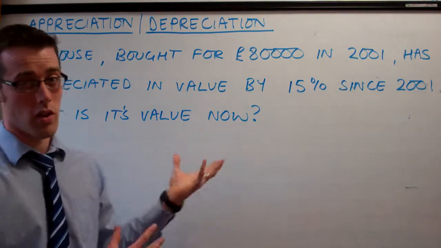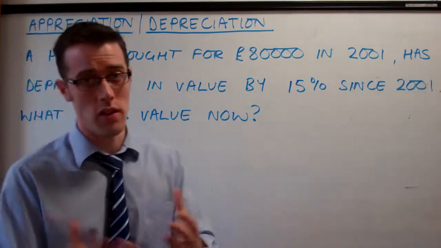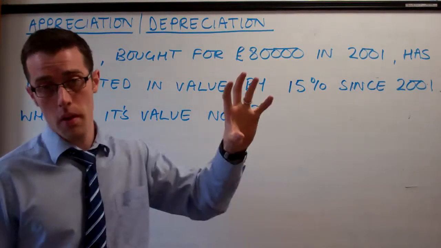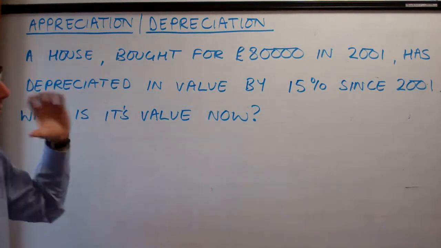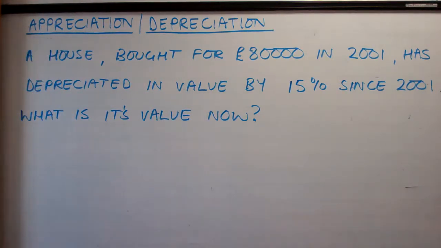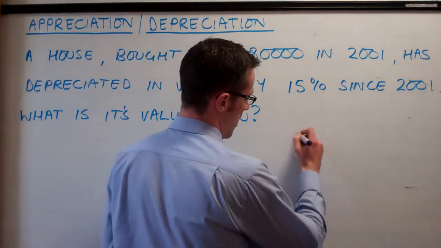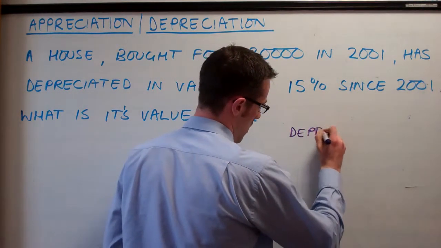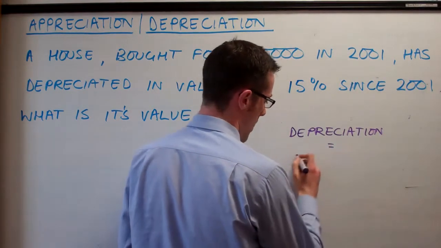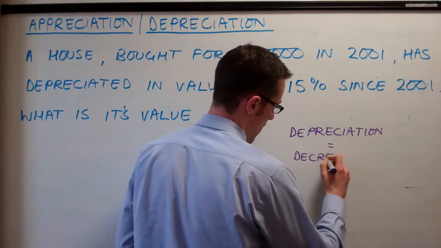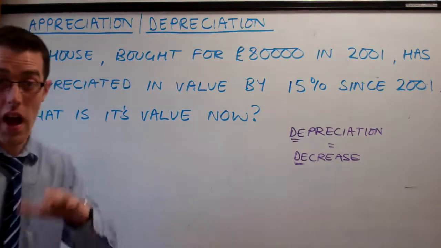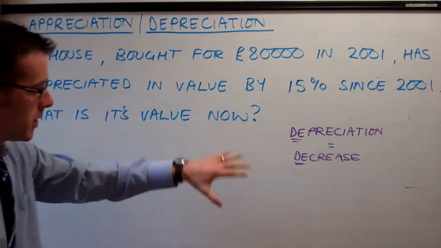The first thing we've got to do is understand the question. So, what does appreciation and depreciation mean? Appreciation means the value goes up with time, and depreciation means it goes down with time. I always remember it as depreciation is a decrease. If we remember that depreciation is a decrease, then that can help us, because then appreciation is an increase.